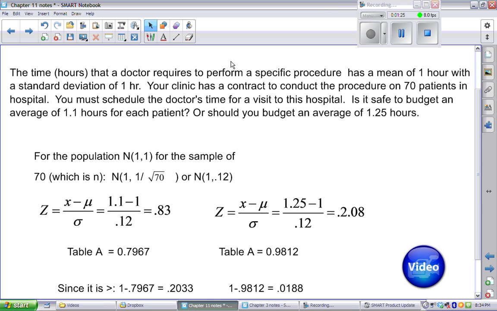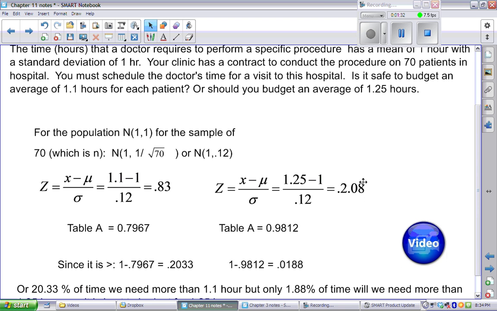Then we will continue on and we will standardize by using our standardizing formula of x minus mean divided by standard deviation. So let's look at if we schedule 1.1 hours. So we're going to look at 1.1 minus 1 divided by our 0.12. Which gives us a z-score of 0.83, so not quite 1 standard deviation away from our mean. When we look that up on Table A, we get about 0.79 or 80%. So 80% of the clients are going to take less than that 1.1 hour, but we're looking at, is it going to take more than that? So we'll subtract it from 1, so that's telling me that approximately 20% of the patients will take more than 1.1 hours.